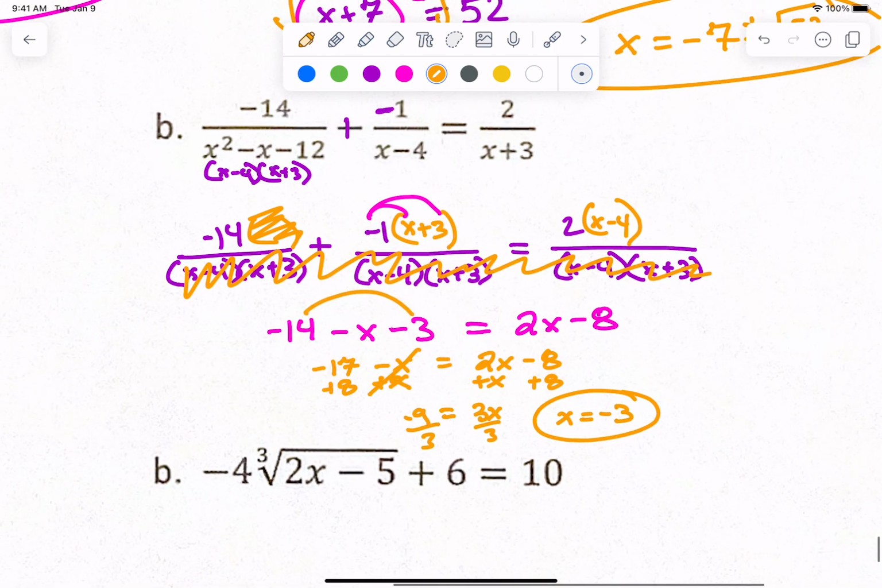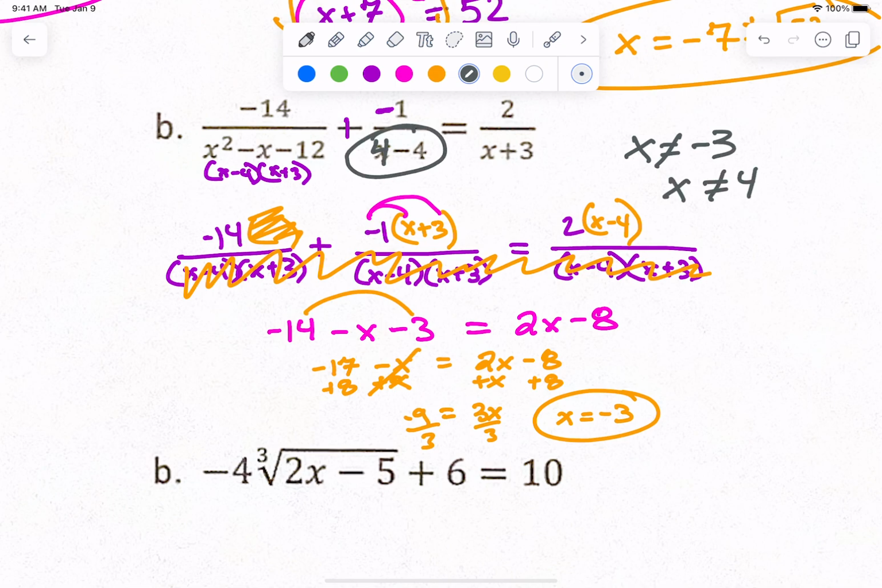Wait a minute. What can x not equal? Negative 3 and positive 4. If I look at these, if x was 4, I would end up with 0. If x was negative 3, I would end up with 0. So what do we put? No solution.